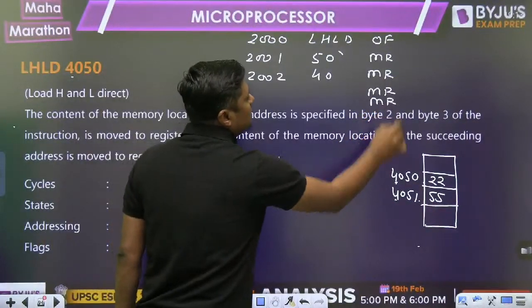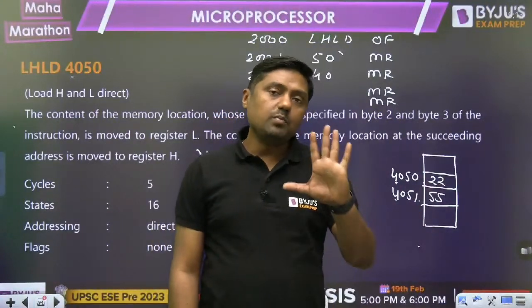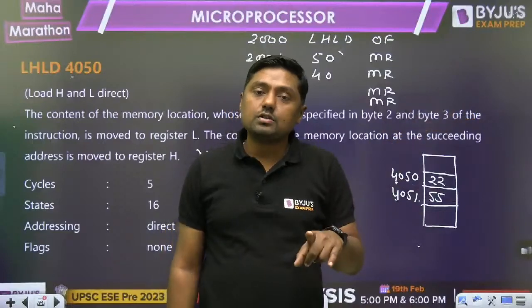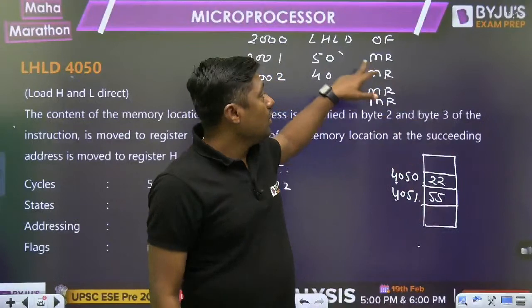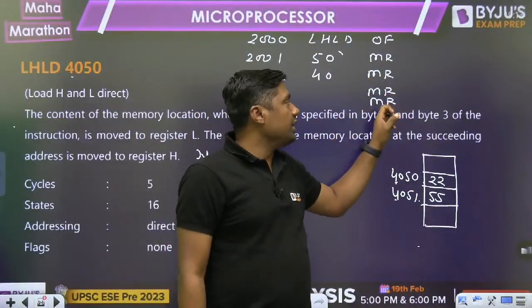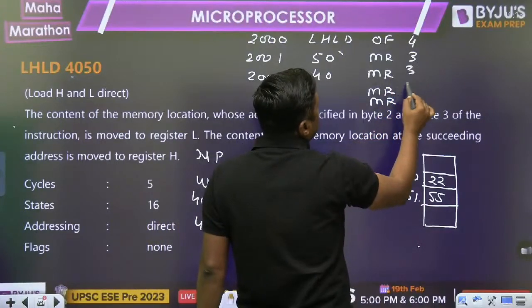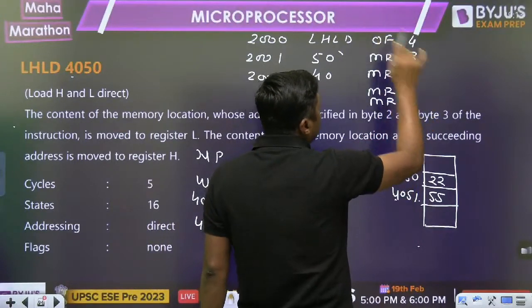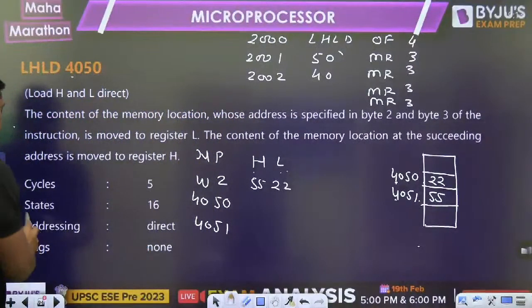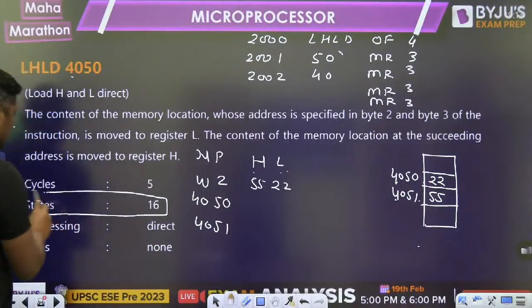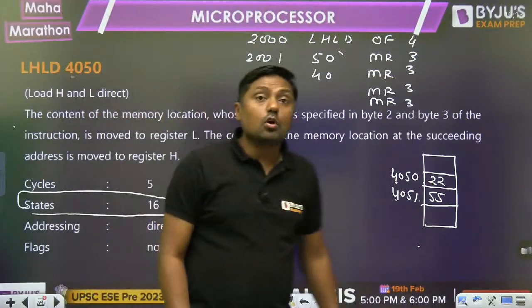My dear friend, tell me, how many machine cycles? 5 machine cycles. First is called opcode fetch. Always remember, opcode fetch is nothing but memory read. We are reading the memory. Again memory read, memory read, memory read, memory read. So 4 in opcode fetch, then 3, 3, 3, 3. Now you can count. So total 16 T states, and 5 machine cycles. That is called LHLD.